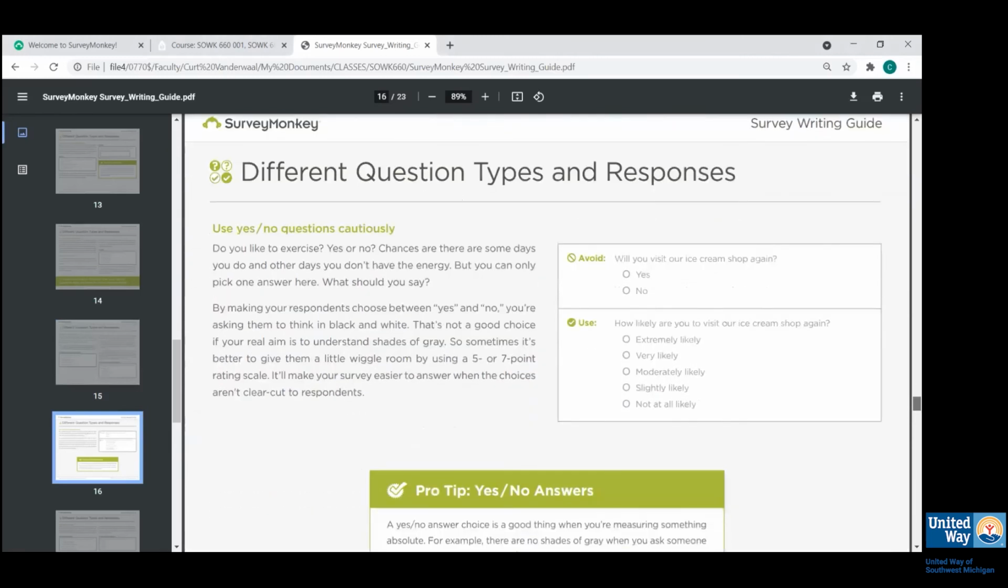Okay. Use yes/no questions cautiously. The reason is that when people have to choose between yes and no, you're forcing them to lose the subtlety that's really important in questionnaires. That's why we like strongly agree through strongly disagree, because it gives us the intensity of a person's response. And with yes/no, there are some things that are yes/no.